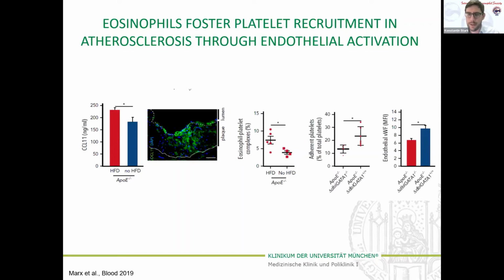And as I've shown you, there are more adherent platelets in mice which have eosinophils compared to ones which don't. One reason for that is probably that eosinophils activate endothelial cells, and there we could see that endothelial cells expose less von Willebrand factor, which is the main factor for platelet adhesion on the endothelium. And we could also show in vitro that eosinophils promote the exposure of von Willebrand factor from endothelial cells.